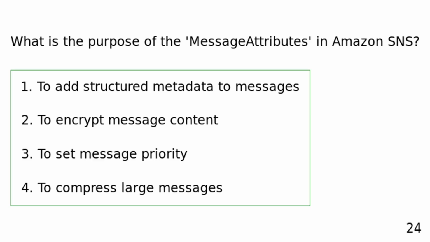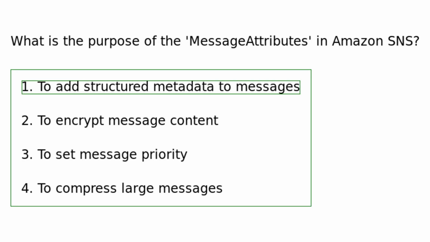What is the purpose of the message attributes in Amazon SNS? To add structured metadata to messages. To encrypt message content. To set message priority. To compress large messages. Message attributes in Amazon SNS allow you to add structured metadata to messages, such as timestamps or order IDs, which can be used for message filtering or processing logic.